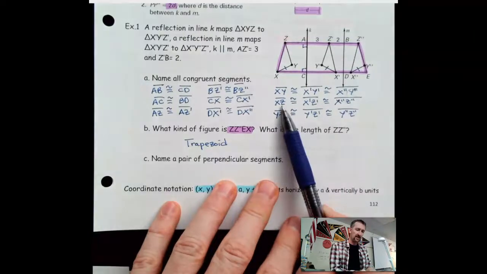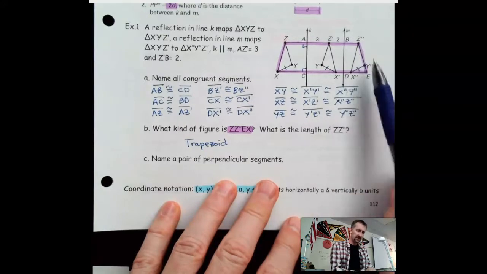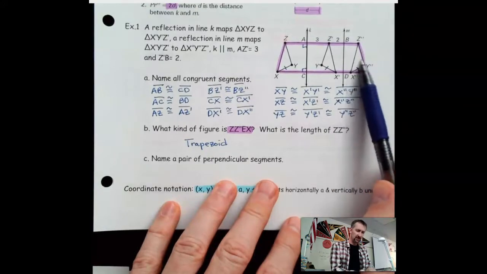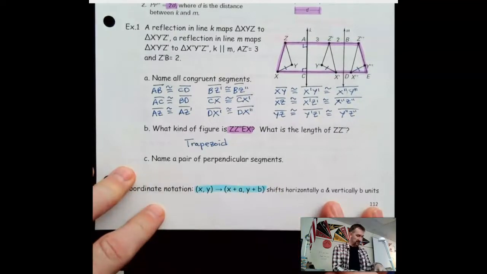We have that in our list here, XZ and X double prime, Z double prime. But there's nothing that says this is an isosceles triangle when this side is extended here. We have no idea how this compares to that, so we don't know if it's isosceles or not. So we just need to stop with trapezoid.